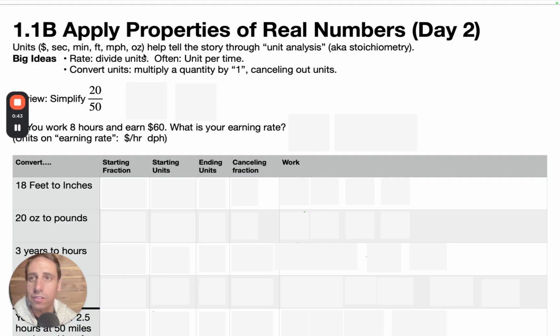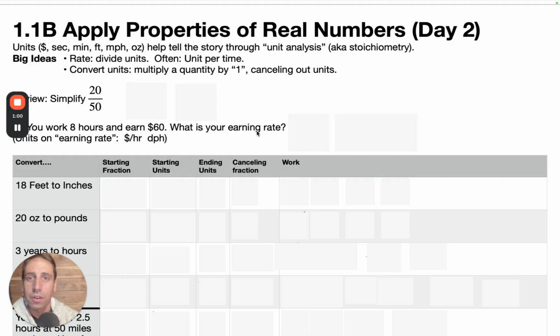Here's some big ideas. First of all, if you want a rate, then you have to divide the units, and it's often going to be a unit per time. So if you have miles and you have hours, then you can divide the miles by the hours to get the miles per hour, and that's like a rate. Feet per second, same thing, or even like dollars per day.